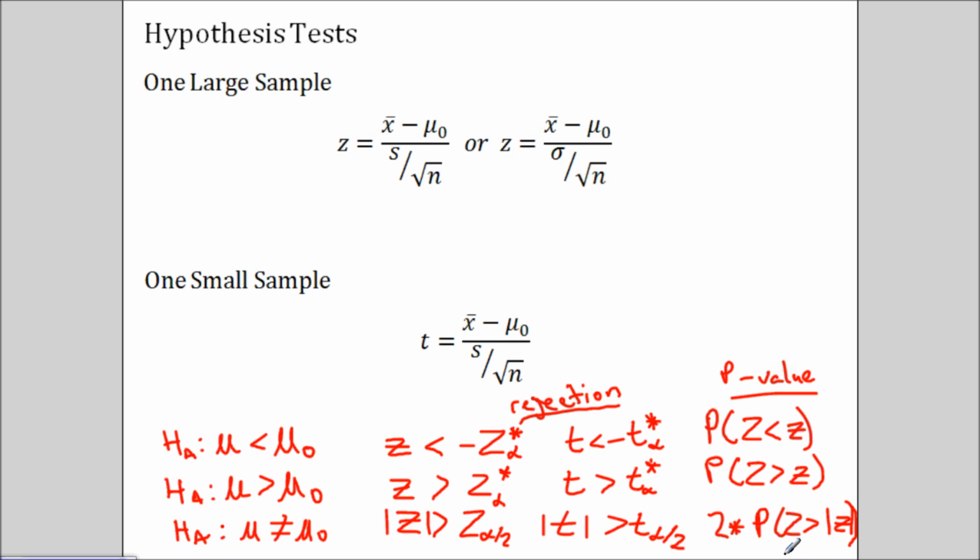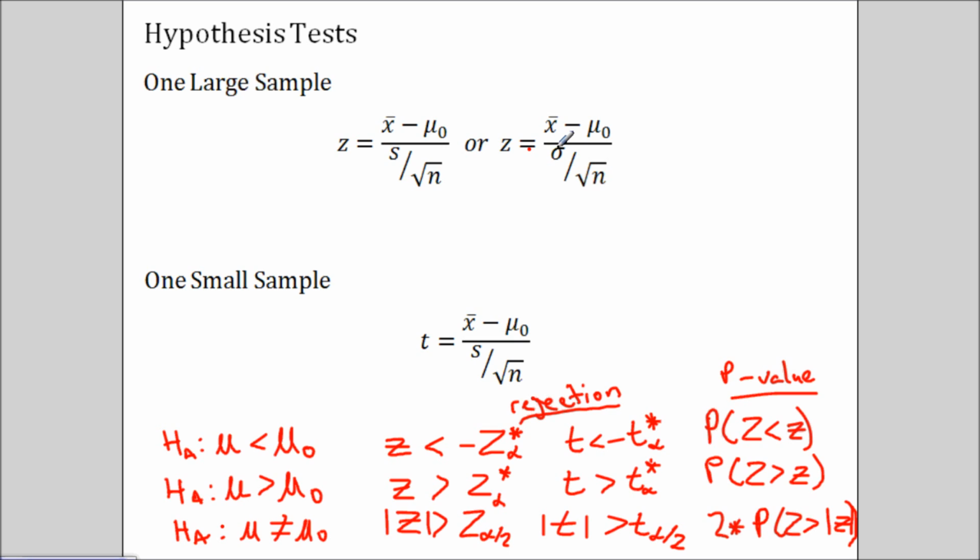So these rejection criteria are exactly the same. The only thing that differs is where we get the critical values from and what we use to generate our test statistics. So if we have one large sample, our test statistic is just x bar, the sample mean, minus the assumed mean under the null hypothesis, mu naught, divided by the standard deviation divided by the square root of the sample size n. Now, whether that standard deviation is the sample standard deviation or the known population standard deviation, that's possible, but it's rare, but you just plug it in.